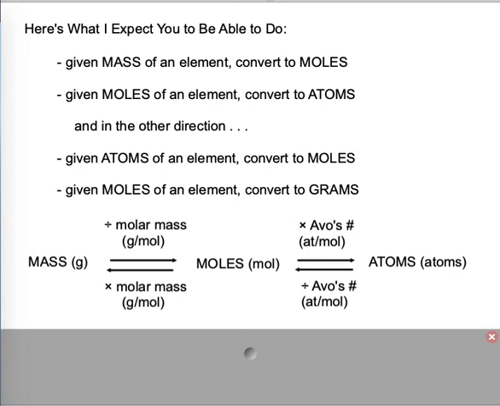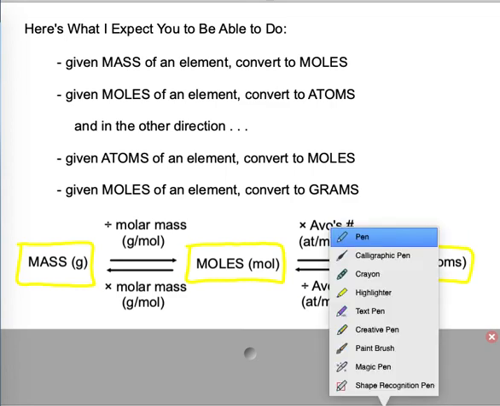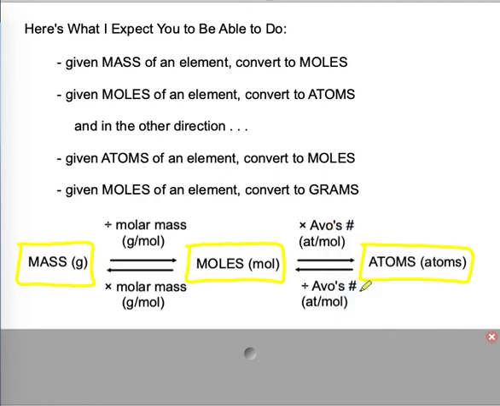If I give you a sample of an element, I can express the quantity of that element in one of 3 ways: the mass in grams, the number of moles in units of moles, and the number of atoms in units of atoms. To go from mass to moles, I divide by the molar mass in grams per mole. To go from moles to mass, I multiply by the molar mass in grams per mole. To go from moles to atoms, I multiply by Avogadro's number in atoms per mole. And to go from atoms to moles, I divide by Avogadro's number in units of atoms per mole as well.